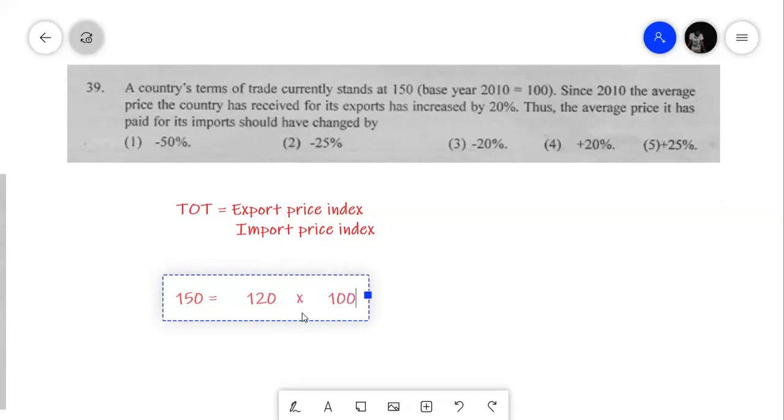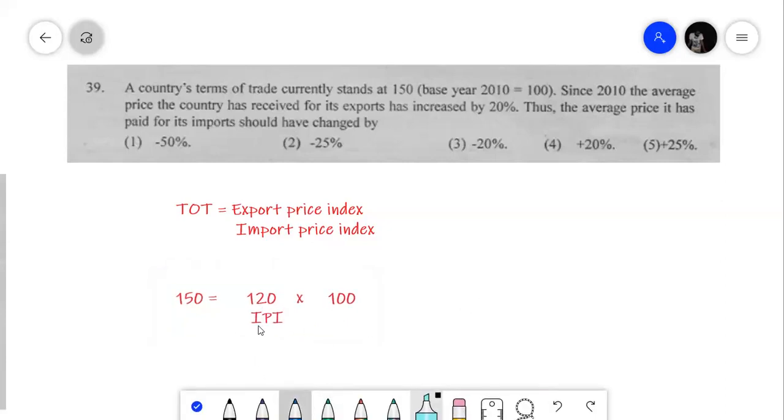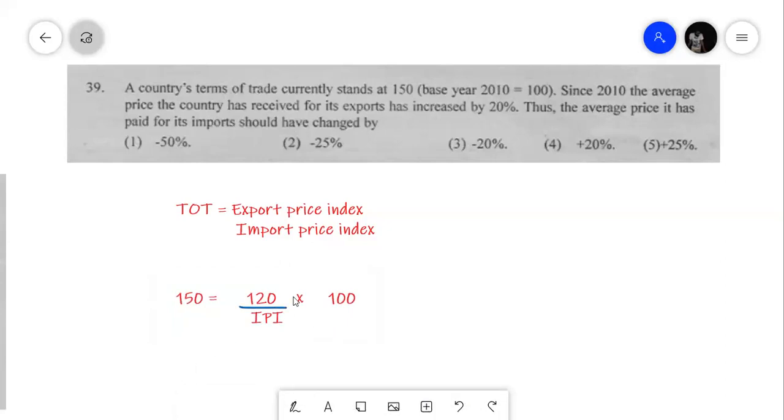They're asking you what has happened to your import price index. Can you all work around, substitute, and move things around, and tell me how much is the import price index? 120 divided by 150 multiplied by 100. How much do we get? 80, right? So our import price index is 80.